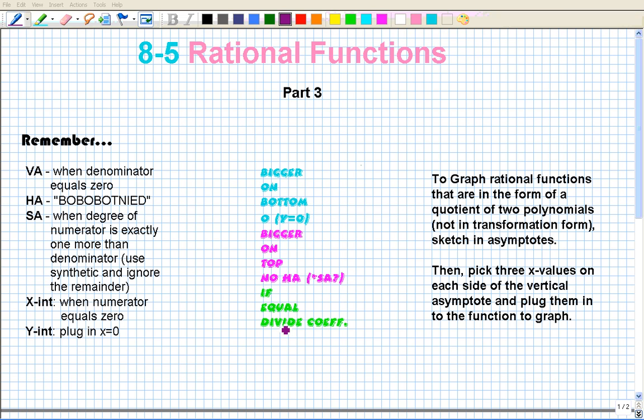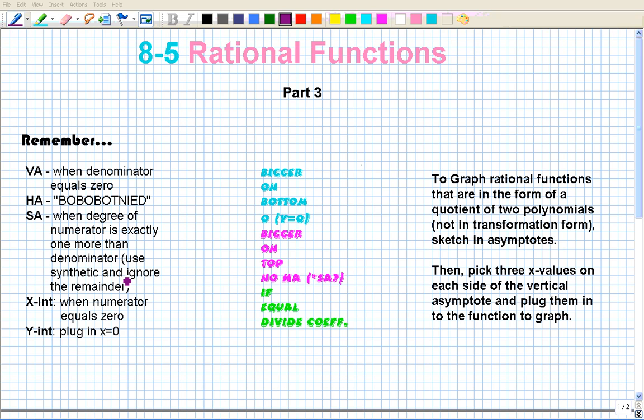Surprisingly, all the information from the previous video fits into these 3 little spots. So remember, the vertical asymptote is when the denominator equals 0. The horizontal asymptote is for the BOBO BOTN EATS DC. Bigger on bottom, y equals 0. Bigger on top, no horizontal asymptote, but check for slant. And if it's equal, you'll divide the leading coefficients. So that's talking about exponents for horizontal asymptote.